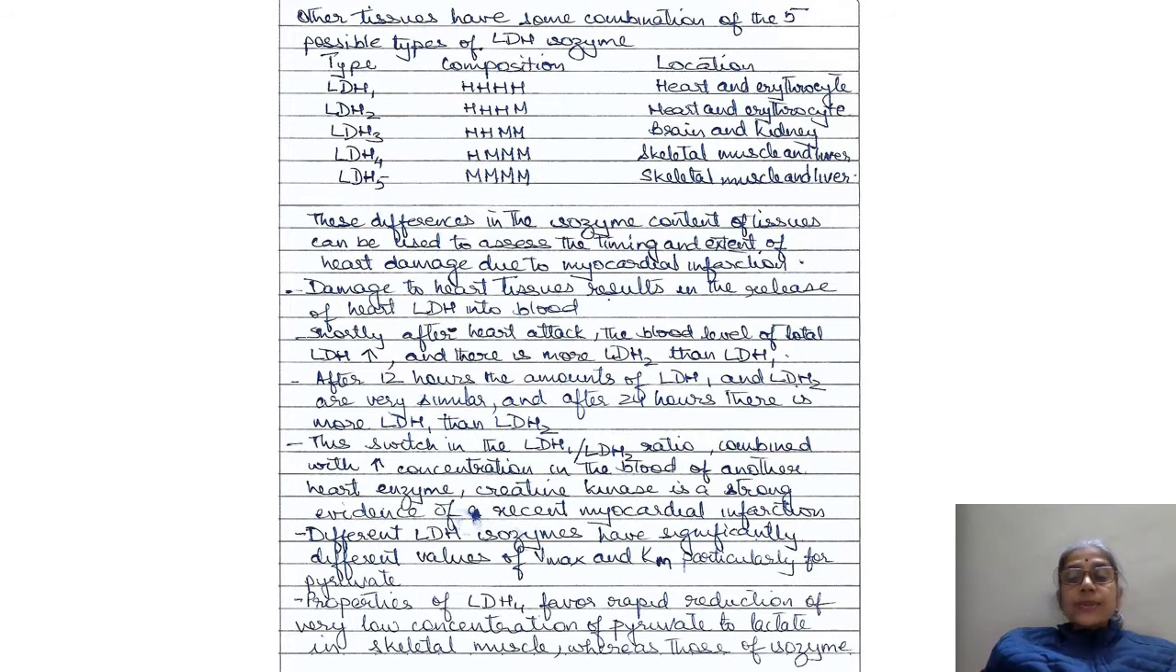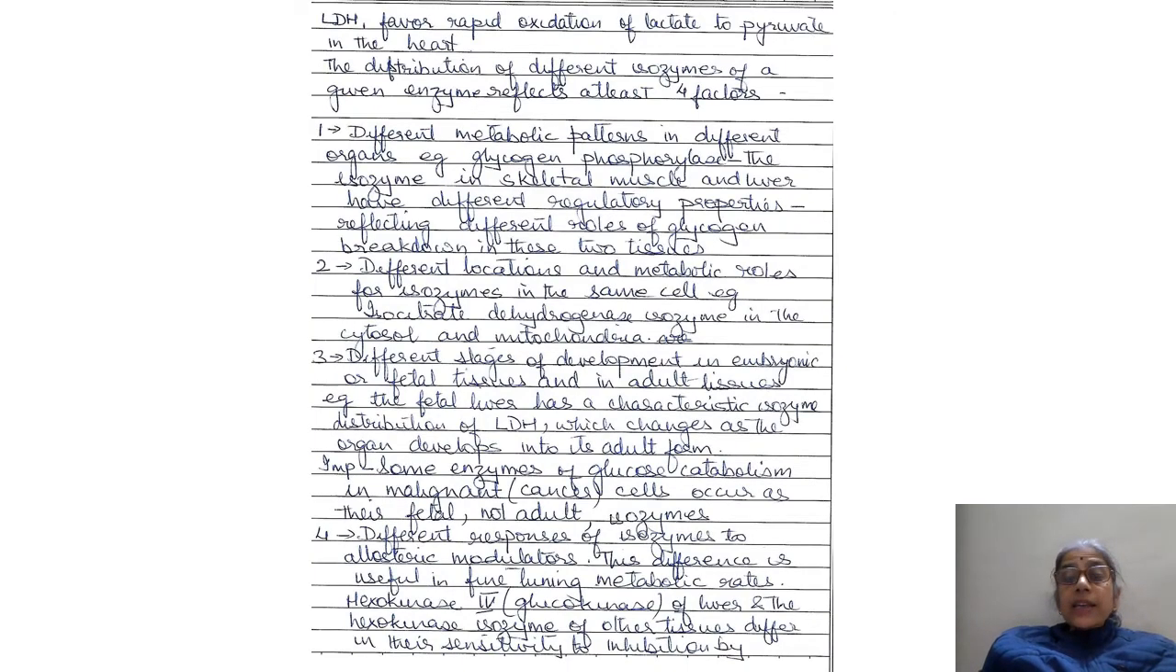Different LDH isozymes have significantly different values of Vmax and Km, particularly for pyruvate. The properties of LDH4 favor rapid reduction of very low concentration of pyruvate to lactate in skeletal muscle, whereas LDH1 favors rapid oxidation of lactate to pyruvate in heart.